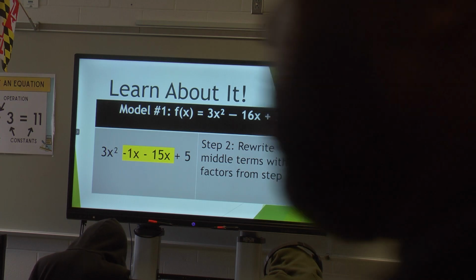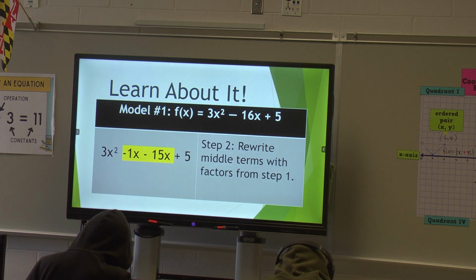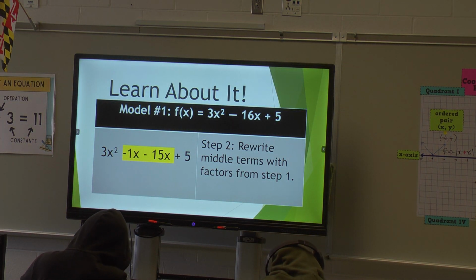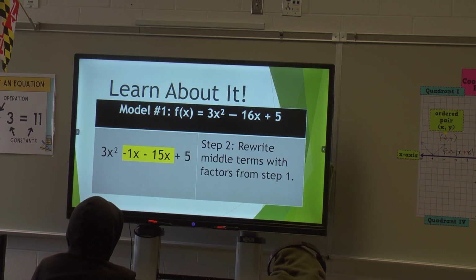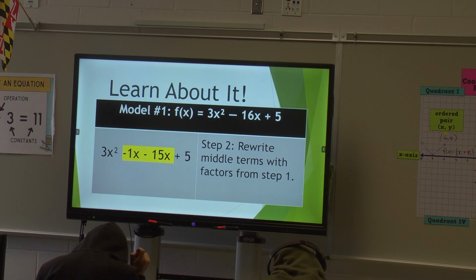Okay, we rewrite it. We're going to break it down to separate it. Now we've got 4 terms. We can break it down into 2 factors, 2 sets of parentheses.